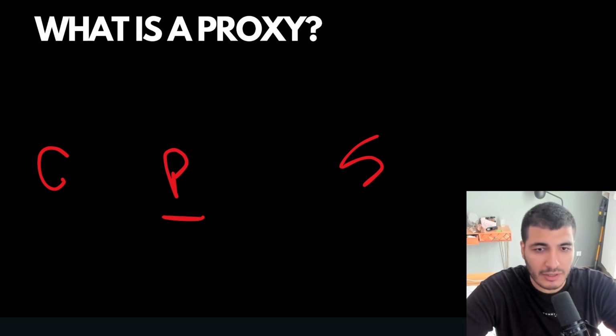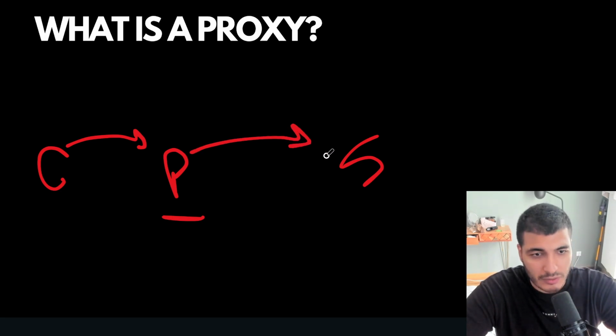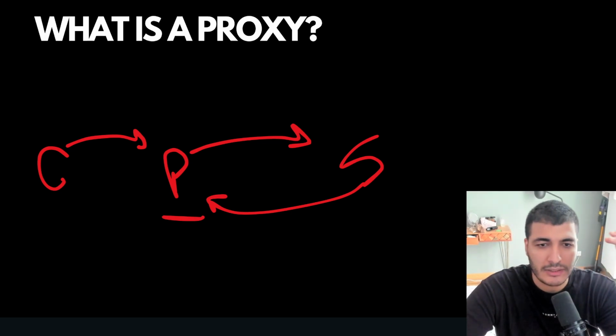So instead of the client connecting directly to the target server, it connects to the proxy server. And the proxy server forwards the client's request to the target server. And when the target server responds, it sends the response back to the proxy, which then relays it back to the original client.